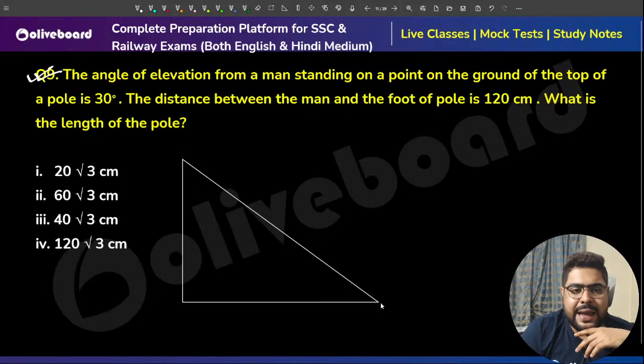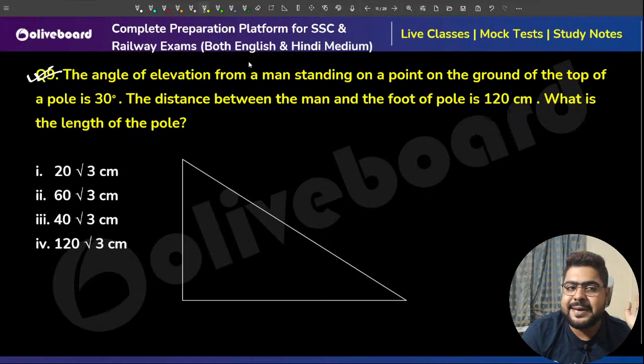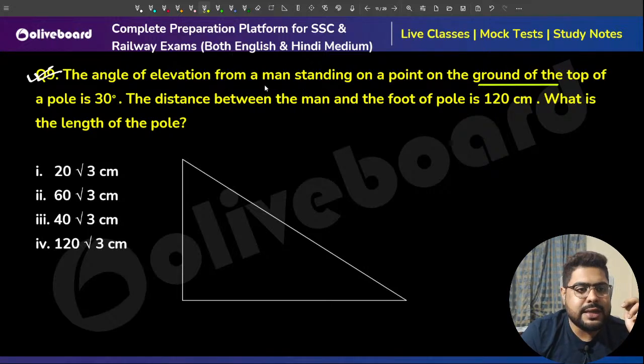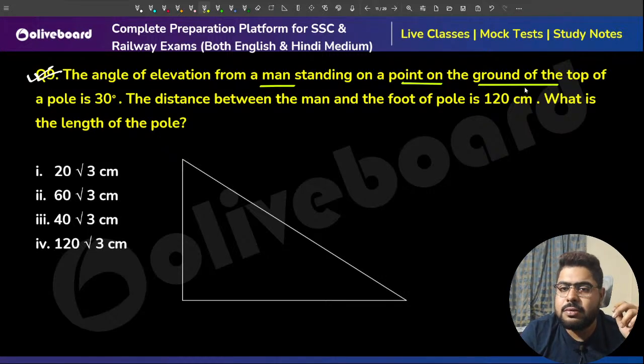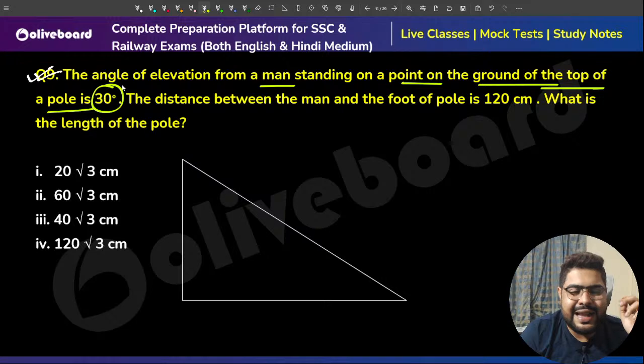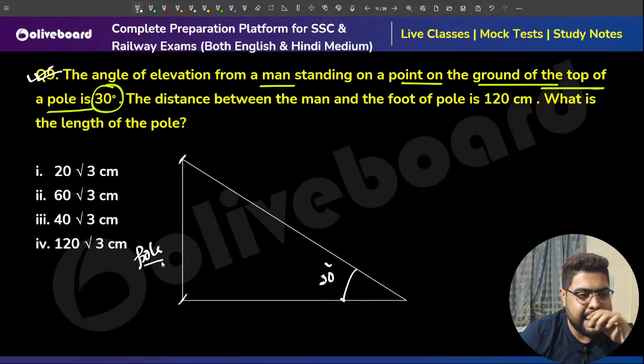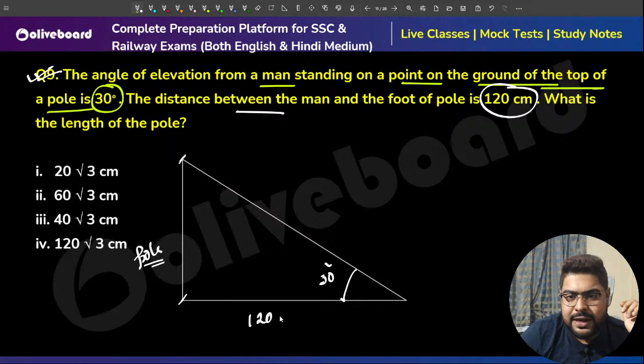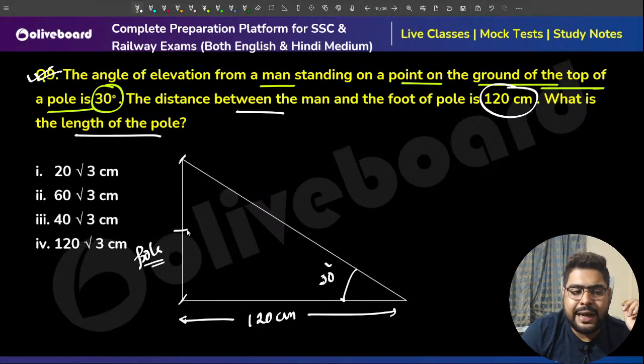Sir, angle of elevation, that means height and distance questions. Standing on a point on the ground, the angle of elevation from a man standing on a point of the ground to the top of the pole is 30 degrees. So this is your pole, sir. This angle is 30 degrees. The distance is 120 centimeters. What will be the length of the pole, the height they are asking?